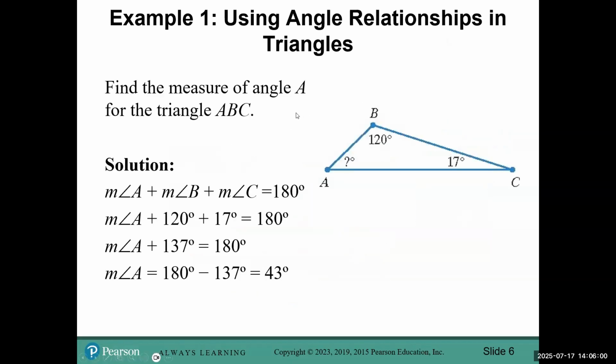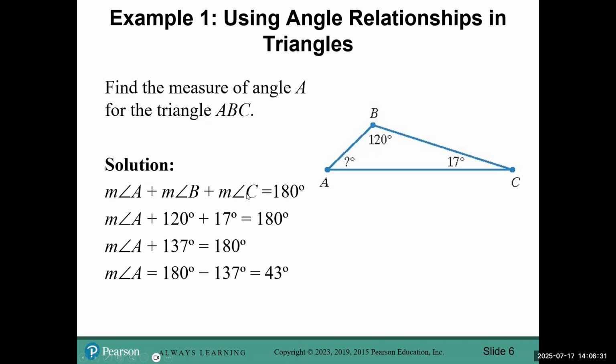And here's an example of that. I have this triangle ABC, and I know that angle B is 120 degrees, and angle C has a measure of 17 degrees, and I want to know what the measure of angle A is. So if I wanted to write out the algebra for solving this, I would start by writing what we know, that the three angles in a triangle, angle A plus angle B plus the measure of angle C, has to be equal to 180 degrees.